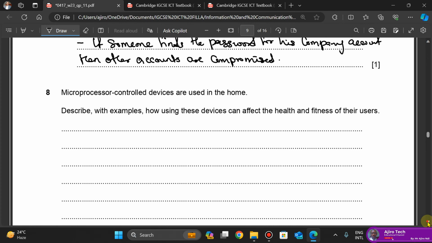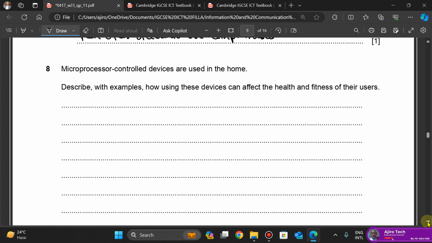This chapter 8 as well. Microprocessor control devices are used in a home. This is chapter 5, the effect of using IT. Describe with examples how using these devices can affect the health and fitness of their users. This is for what? Social interaction. So let's look at it.